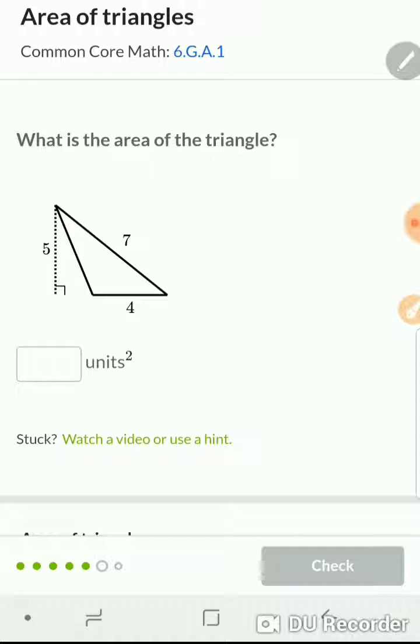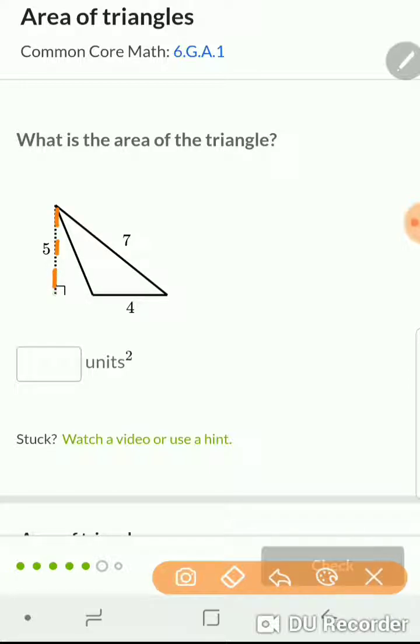So they give me the same problem again. So as we can see, again, this distance right here, that's one part of the right angle. So what is the other side to make the right angle? So you should have been able to know this time. That would have been the 4. So the height is 5 and the base is 4.